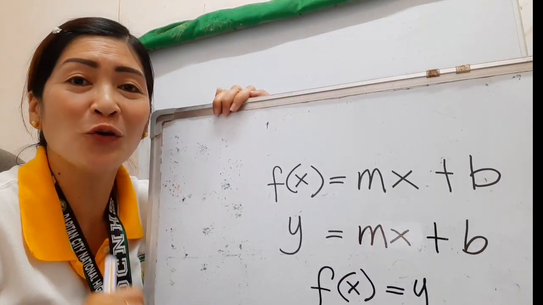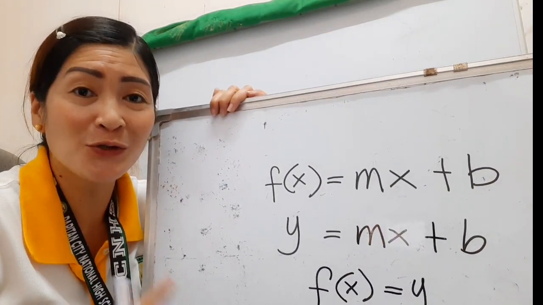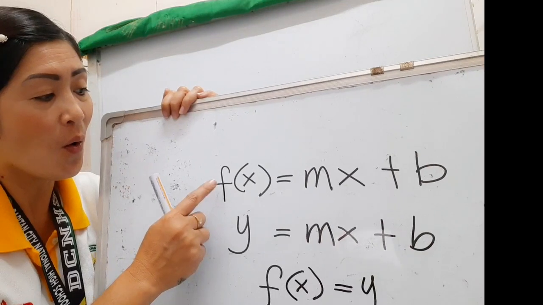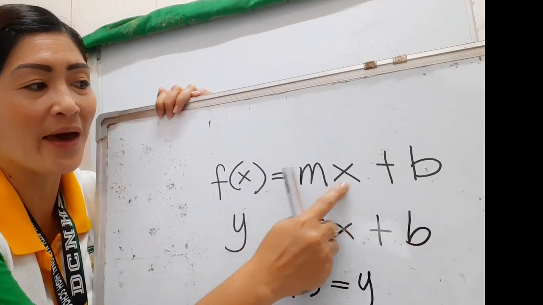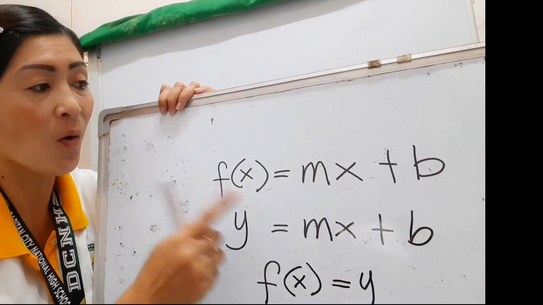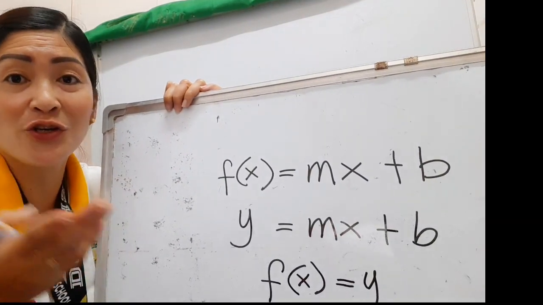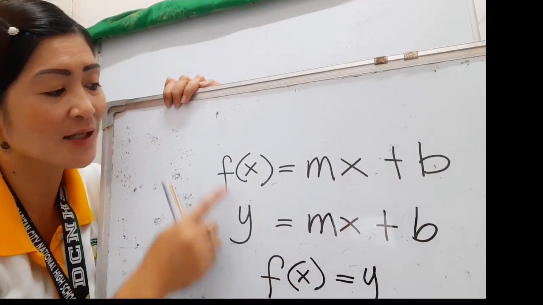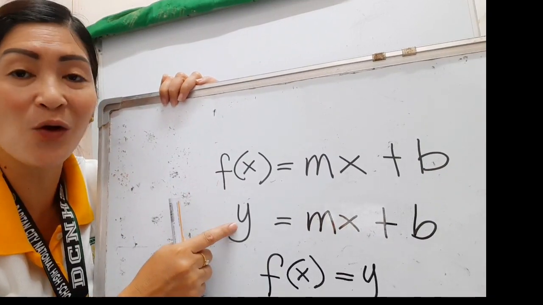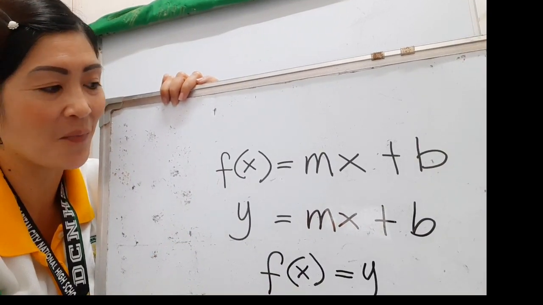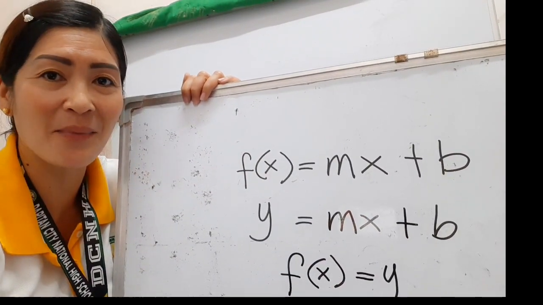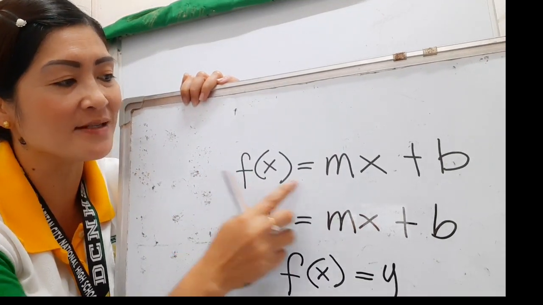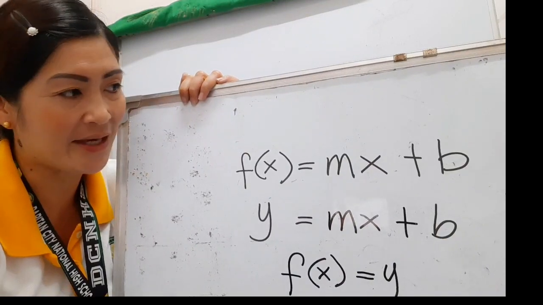Let's proceed. To denote a functional relationship between two variables x and y, we will use the equation f of x is equal to mx plus b, right? In your lower grades, in junior high school, we call that y is equal to mx plus b. So f of x is just equal to y. They're just the same. But since we are talking about higher mathematics and we are now dealing with functions, we have f of x is equal to mx plus b.